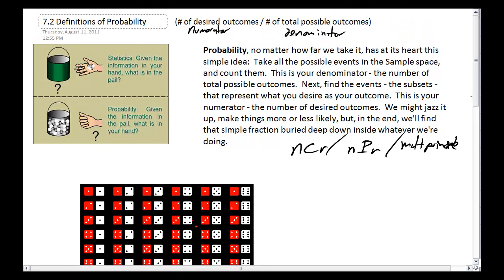Just as an aside, statistics versus probability. Statistics, I take a small sample, I look at a couple of events, and I use that to predict everything that's going on. Probability is more about saying, I know everything that could happen. That's my sample space, my universe in the set theory world. Now I'm going to figure out what's the chance that a particular event happens.